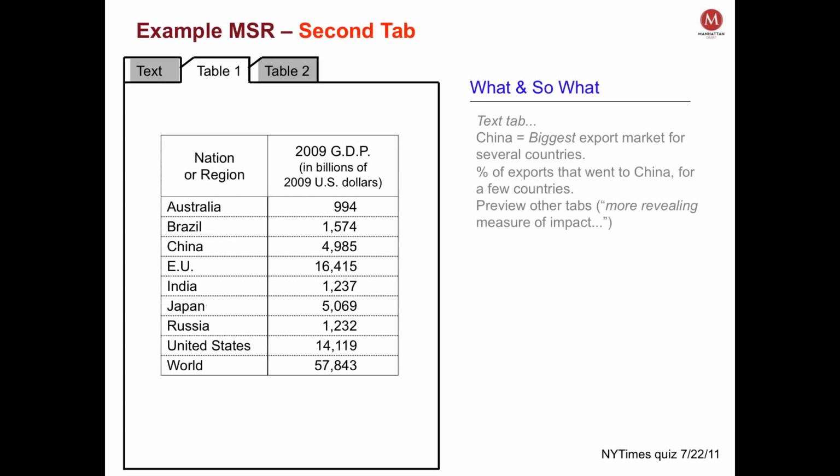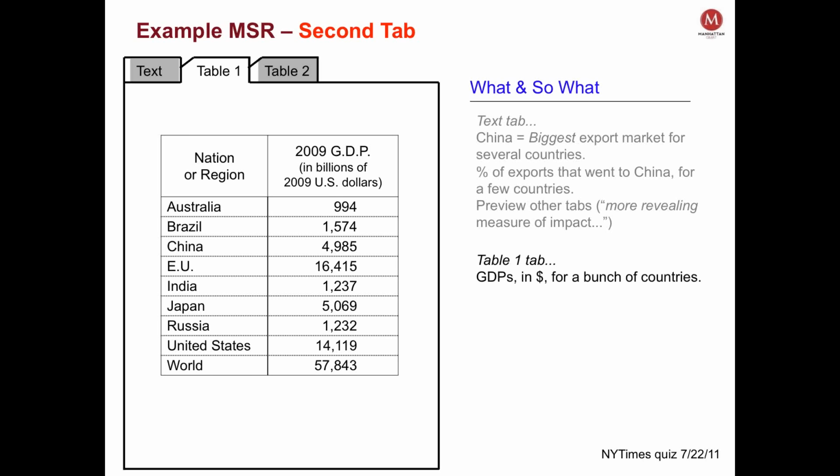I might click on that second tab, and here I see Table 1. I've got nation or region, and I've got GDP. Anybody notice anything looking at this about the nation or region? You want to try and connect each tab to the other tabs. They're all connected. They're part of a story. What's going on here? Anybody see anything? I noticed something here. Yeah, some of you are noticing it as well. There's overlap in the countries. I have Australia, but then I have different things as well. I've got world. So there's overlap, but it's not perfect.